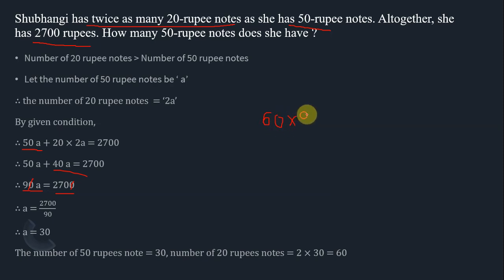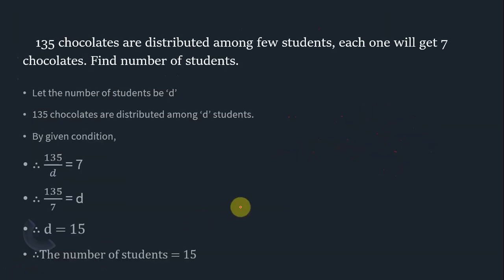Now 60 multiplied by 20, how much money is that? 1200 rupees. And 30 multiplied by 50, how much money will that be? You will get 1500 rupees. All together that is 2700 rupees. Okay, means we got the correct answer.